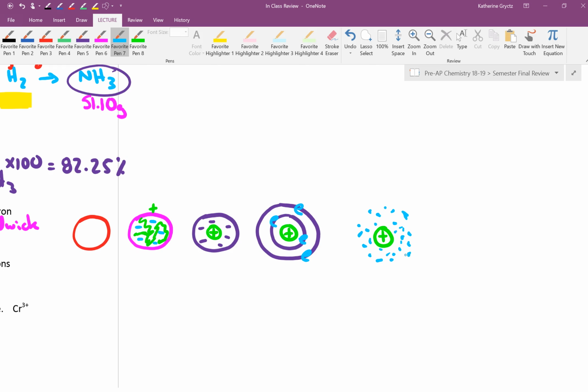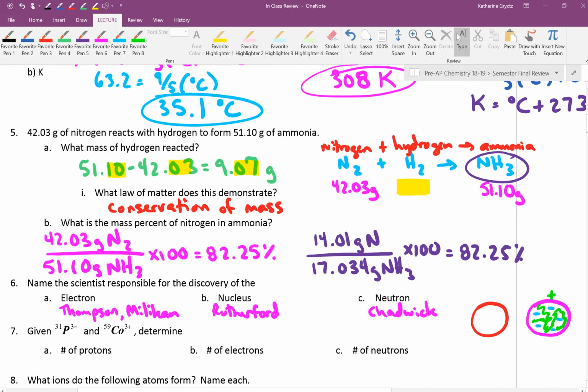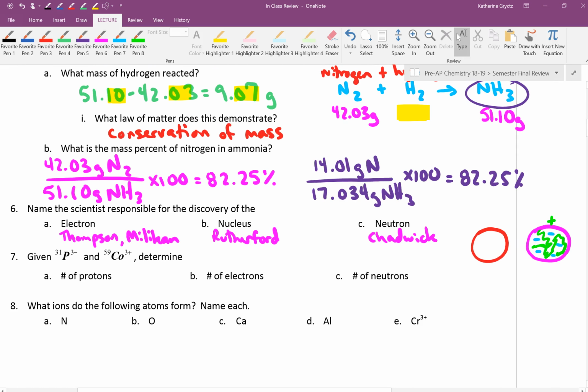All right, so next up is atomic number, mass number, electrons, protons, and neutrons. That's number 7. You have to be able to tell this from the periodic table. So we're going to reference the periodic table, but I want you to keep this in mind. So we've got the 31, P, and -3.